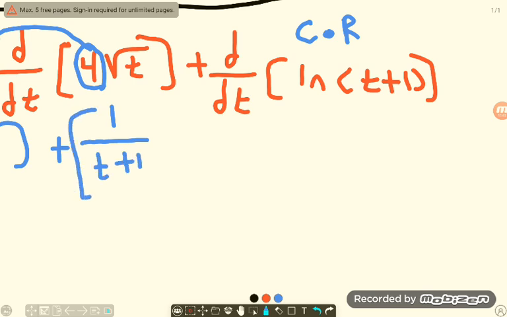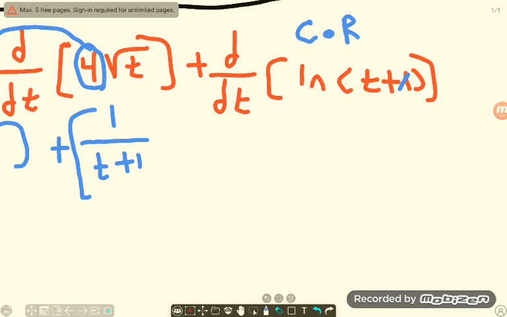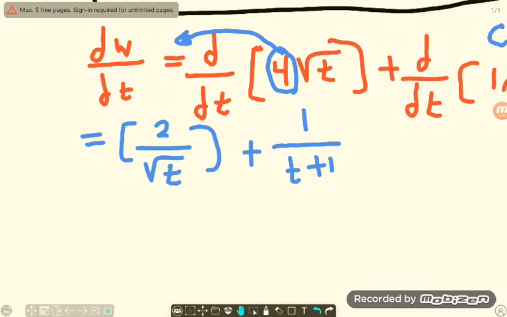Put a huge bracket, and then you multiply it by the derivative of the inner function. So the derivative of t plus 1: the derivative of a constant is 0, so you take that one out. The derivative of t is 1. So you multiply it by 1, and that just gives you the same answer over here, right? Okay. So now we have our full answer, kind of, for the derivative.